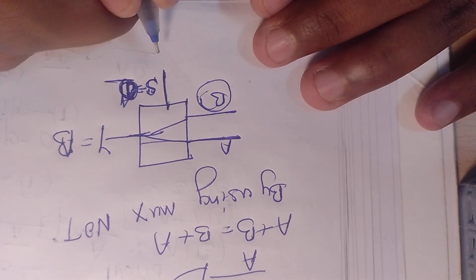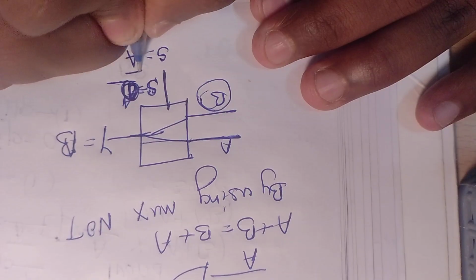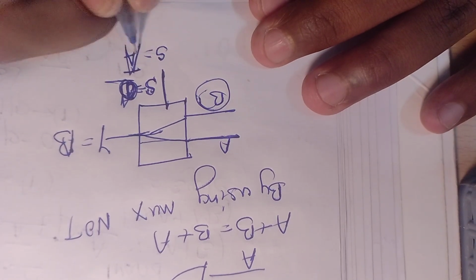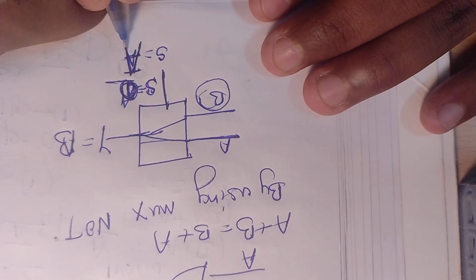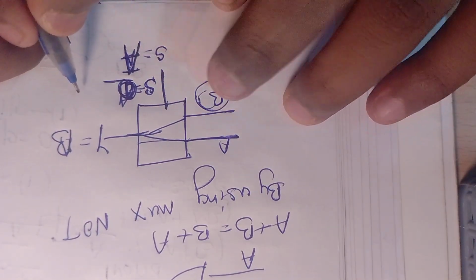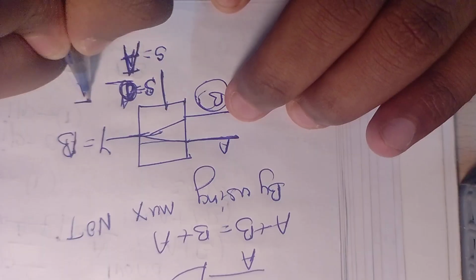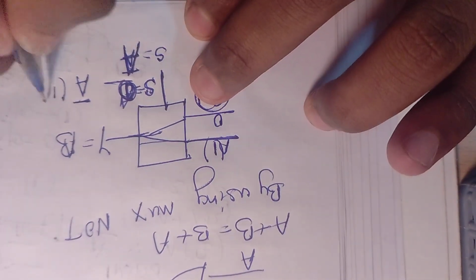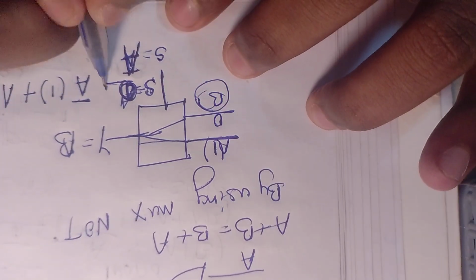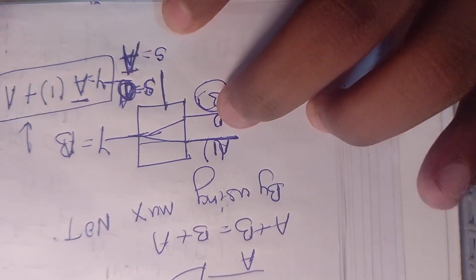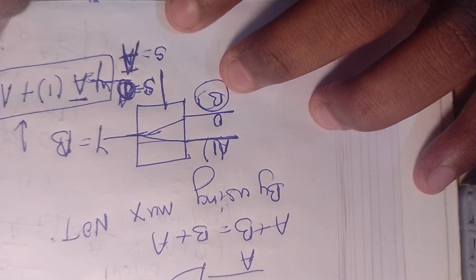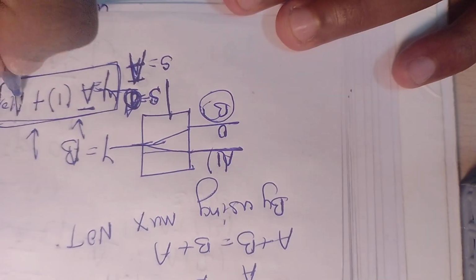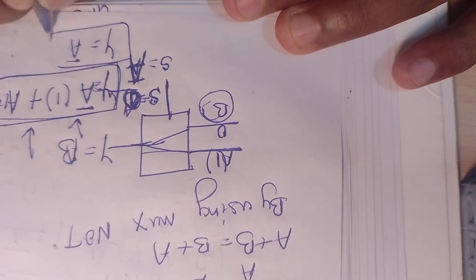How can I use this as an inverter? I apply the input a on the select line. Then y equals a bar into 1 plus a into 0, giving 0 on the other input. So y equals a bar. You can use this as an inverter.